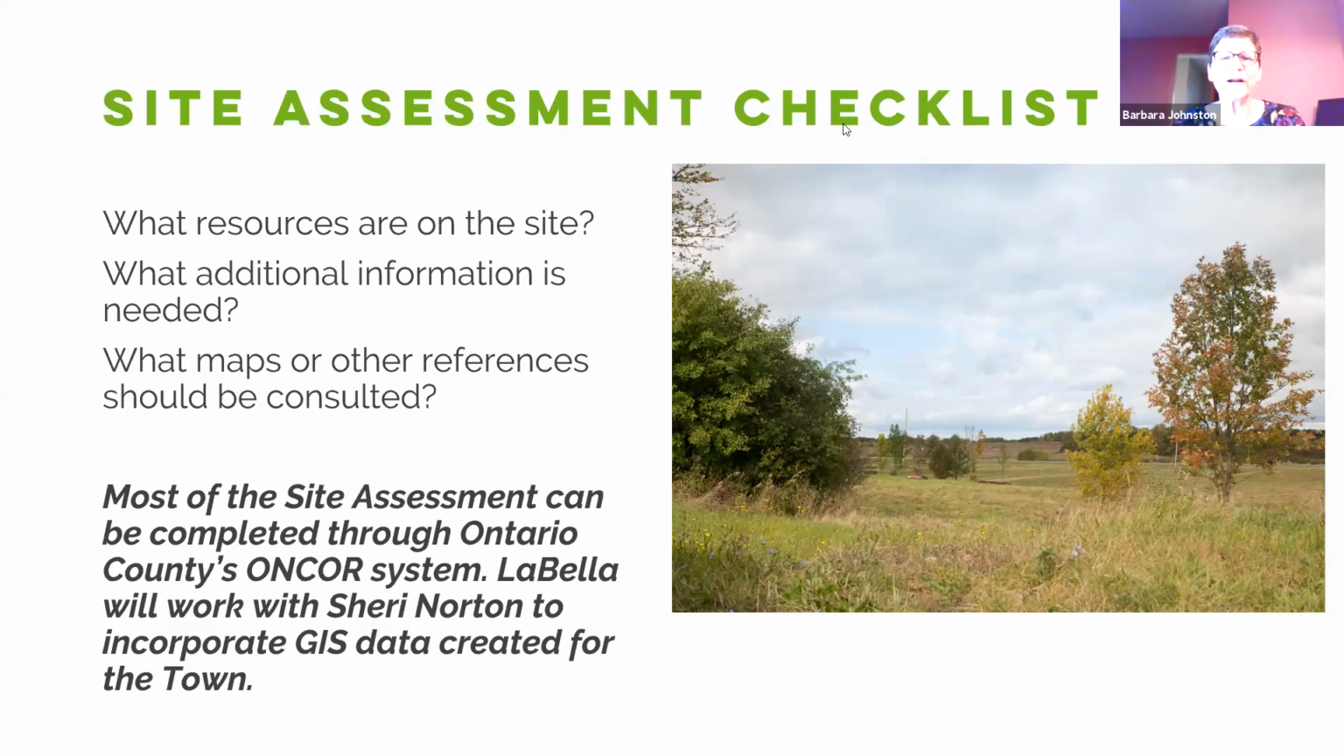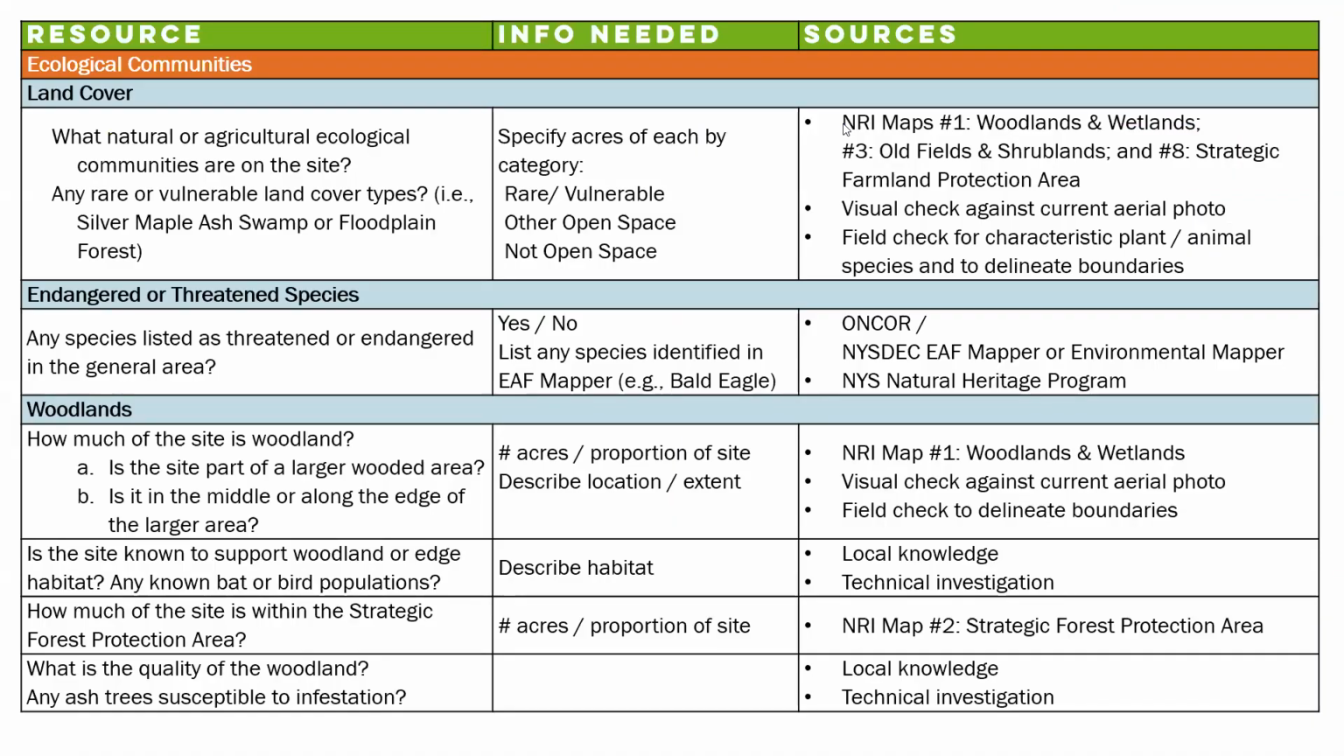And we always wanted to make it perfectly organized, so it's just seamless and easy, and it's not perfect, but I think we're closer to being organized in our approach and helping the Conservation Board systematically review the resources available on a site. So our checklist is organized this way. What is the resource? What specific information does the board need to understand the resource, and where can you find that information? For example, for land cover, what are the natural communities? Are any of them rare or vulnerable? And where can you find that out?